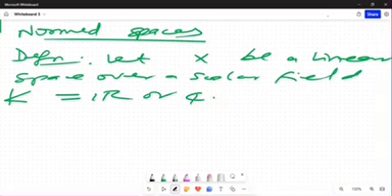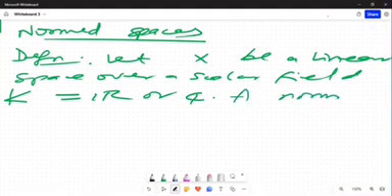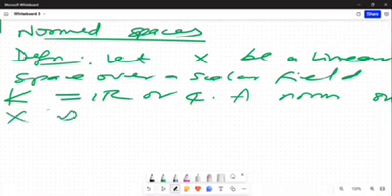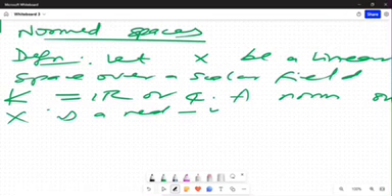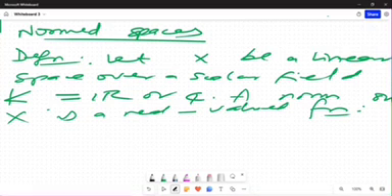So what do we now mean by a norm on X, or a norm on a vector space? We define as follows. A norm on X, which is a vector space, is a real valued function. Usually in mathematics, if you mention a function, you tell us the domain and the range. So it's a function. Let me denote it.